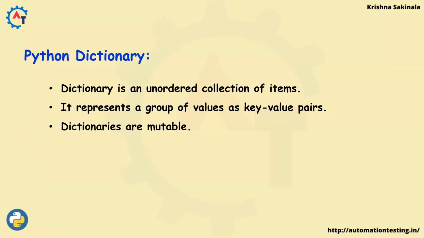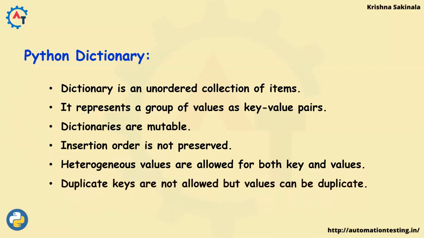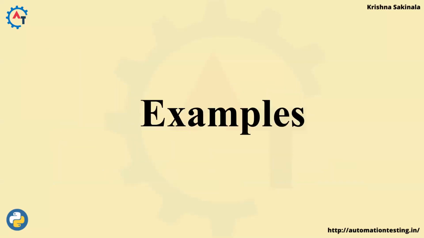Dictionaries are mutable, meaning you can change the values. Insertion order is not preserved. Heterogeneous values are allowed for both keys and values. Duplicate keys are not allowed, but values can be duplicate. We have key value pairs: keys should be unique, but values may be duplicate. We'll see this by taking some examples.